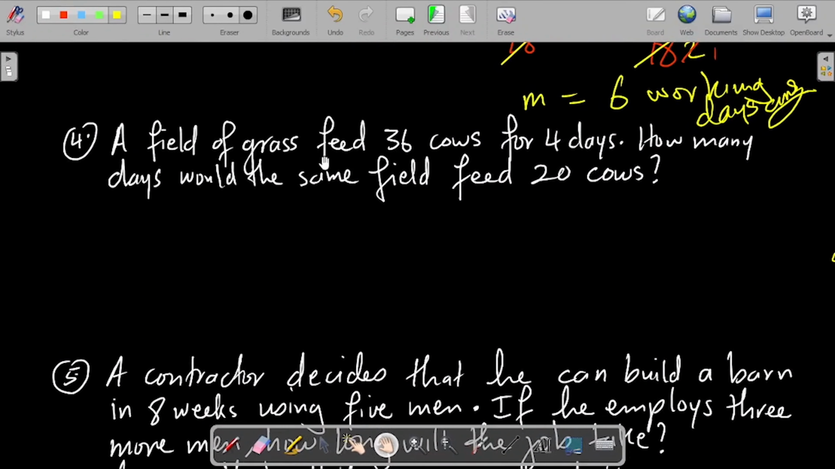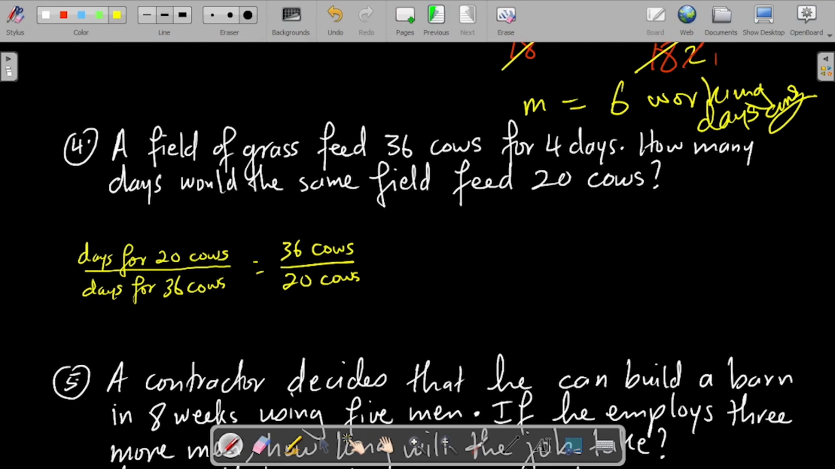A field of grass feeds 36 cows for 4 days. How many days would the same field feed 20 cows? The days for 20 cows divided by the days for 36 cows equals 36 cows over 20 cows. Okay, so 20 cows take how many days to feed? That is what we want to find out, so we let that equal x.